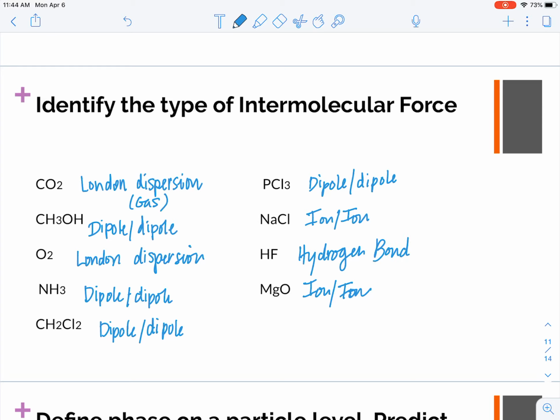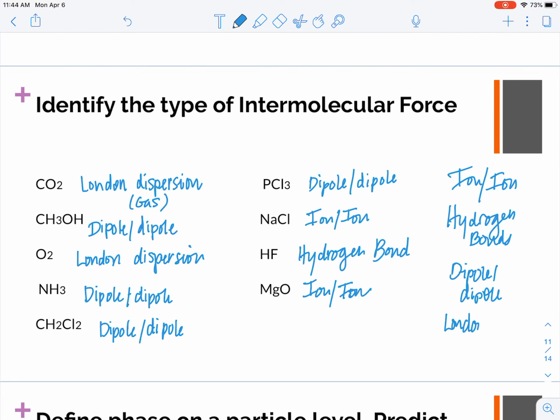So when we look at these, we can kind of rank from strongest intermolecular force to weakest. So ion would be at the top, followed by hydrogen bonds, followed by dipole-dipole, followed lastly by London dispersion. And so in the next little video, we're going to talk about how that affects physical properties. Strongest here, weakest down here.